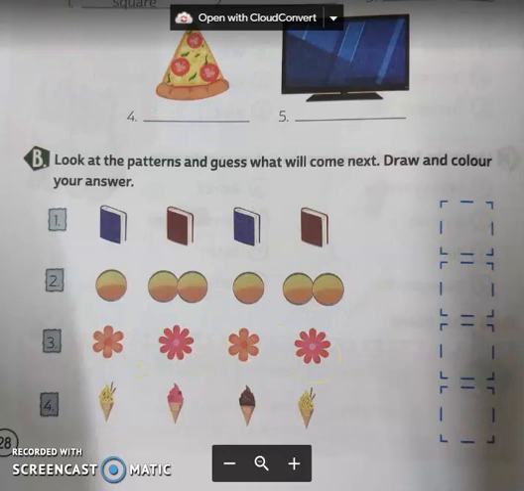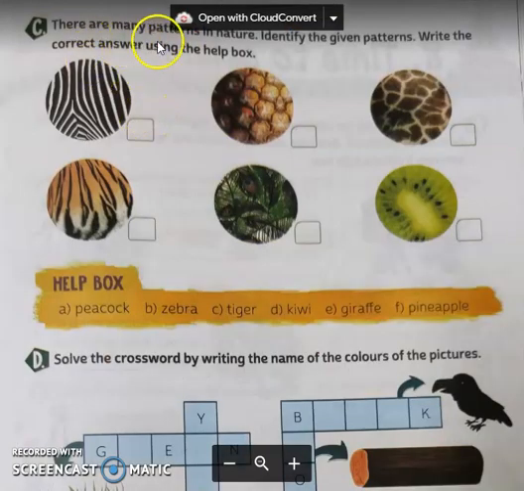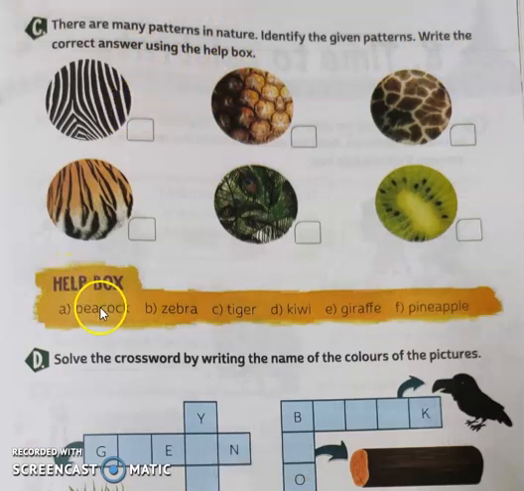Now turn to page number 29. There are many patterns in nature. Identify the given patterns. Write the correct answer using the help box. Let us see the help box first. They have given the options as peacock, zebra, tiger, kiwi fruit, giraffe, and pineapple fruit. Okay, so let's go for the pictures.